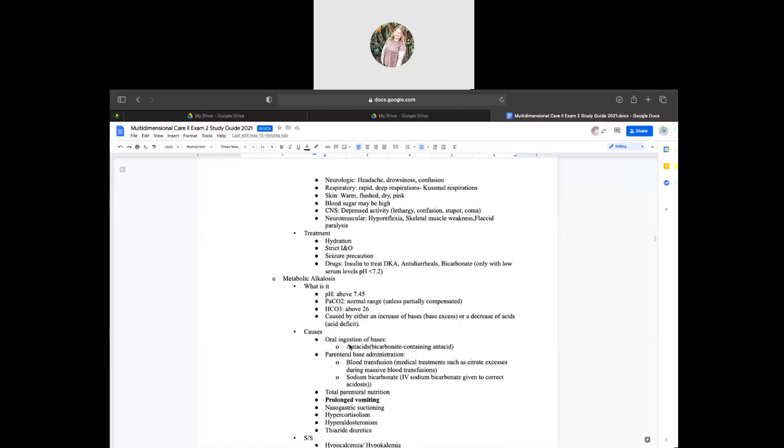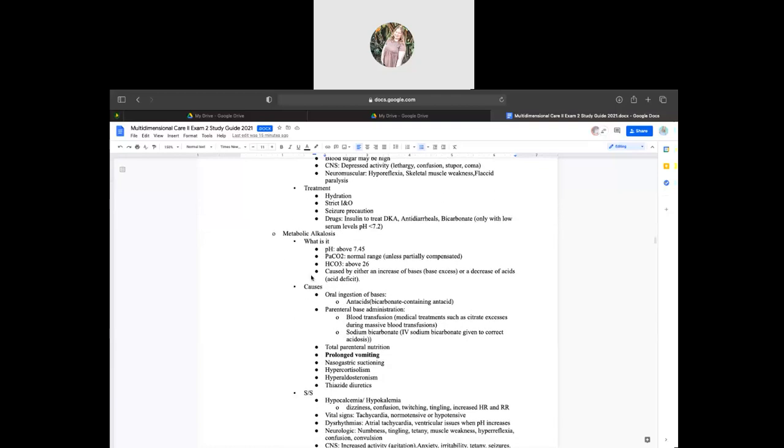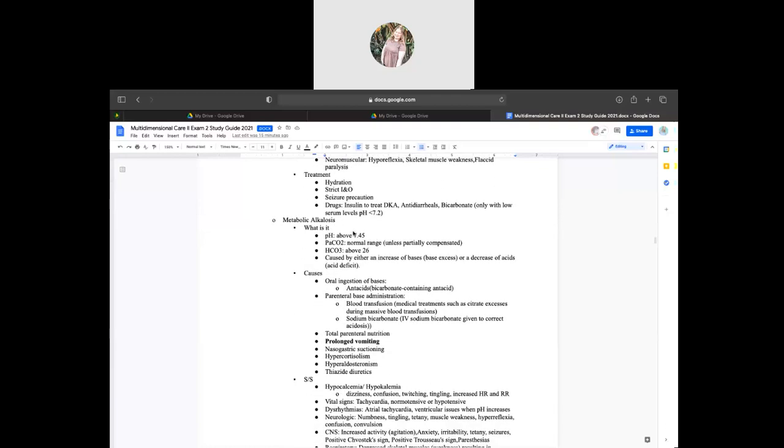Lastly, we have metabolic alkalosis. Metabolic alkalosis occurs when the pH is above 7.45, the PaCO2 is in normal range unless there's compensation going on, and the bicarb is going to be above 26, so we have too much bicarb going on. So there's going to be an increase of bases, or a base excess, or decrease of acid.